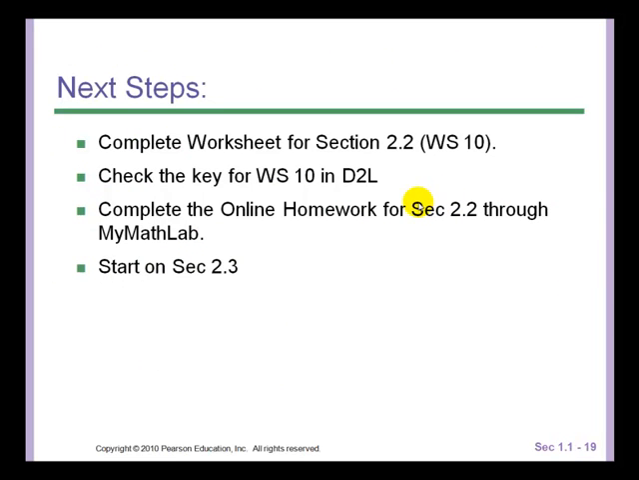That concludes section 2.2. Complete worksheet for section 2.2. This is worksheet 10. Make sure to check the key for worksheet 10 in D2L, or if you are in my face-to-face class, please wait until class. We will go over the key together. Then complete the online homework for section 2.2 through My Math Lab, and lastly start on section 2.3.